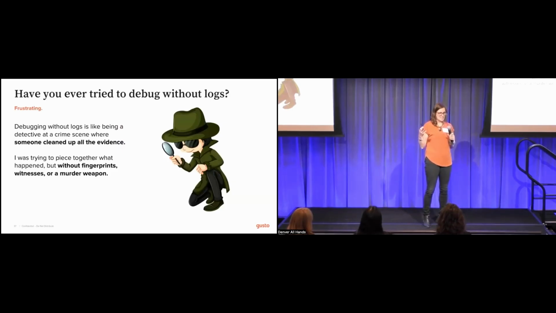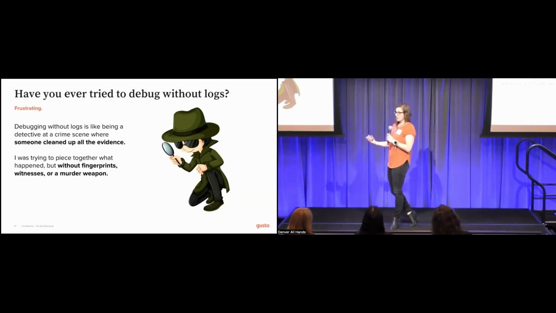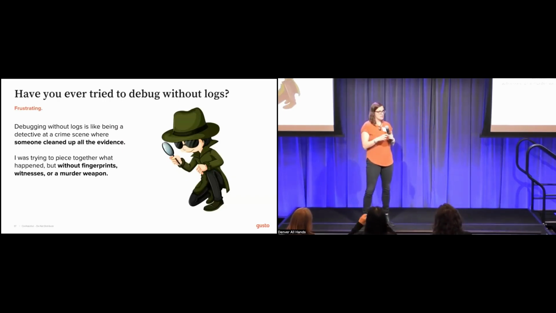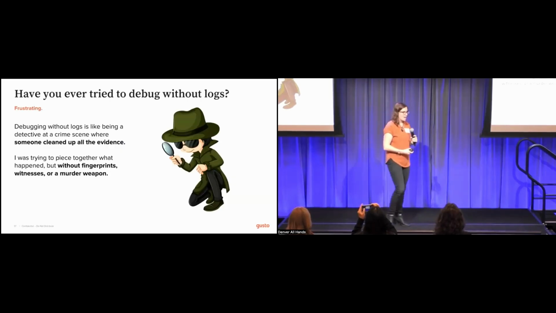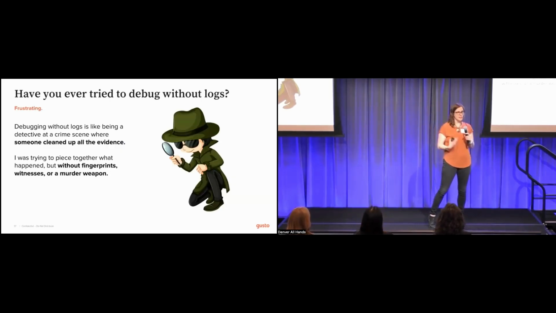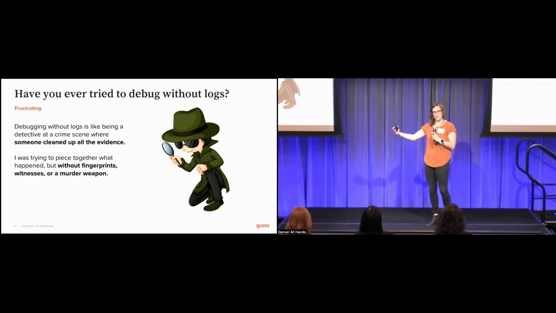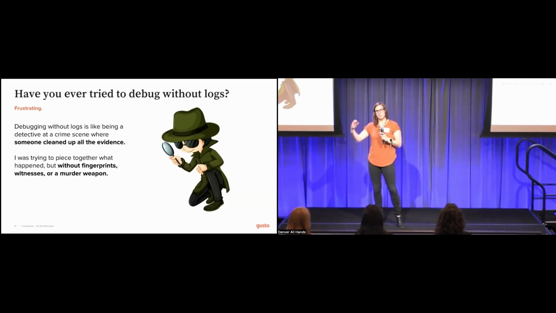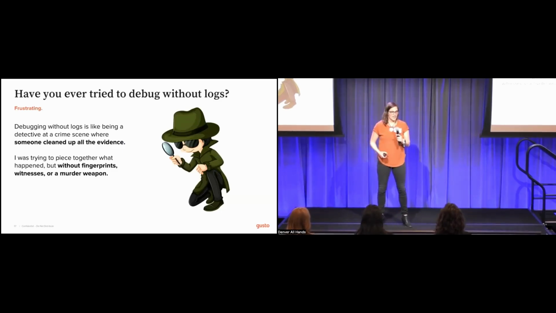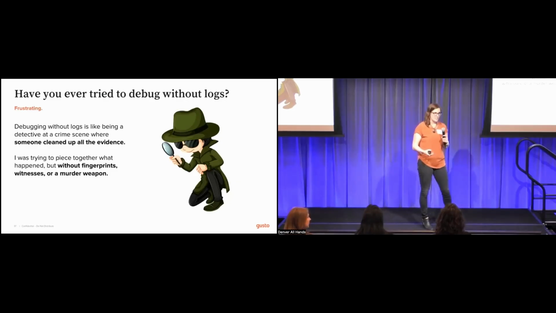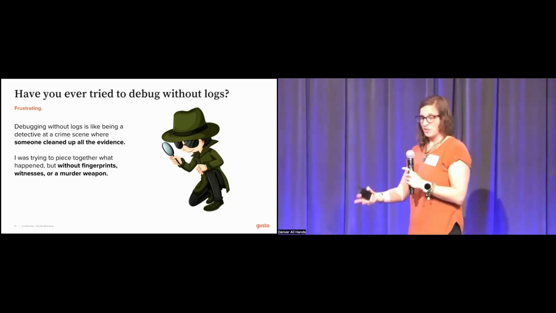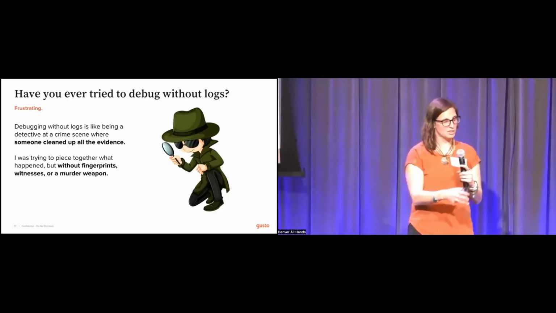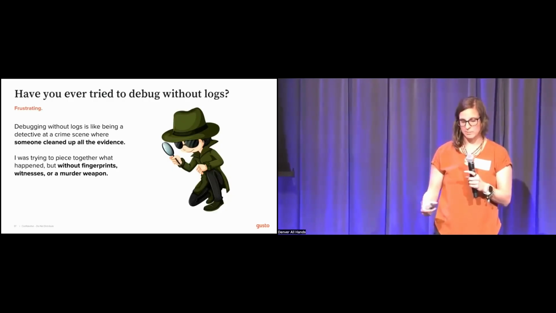Debugging without logs is like being a detective at a crime scene where someone has already cleaned up all the evidence. I was still trying to put together what had happened, but without witnesses or fingerprints or a murder weapon. I was left interviewing unreliable sources like the platform that connects to my API service, reconstructing the scene by looking at our code behavior, and relying on gut instincts and wild guesses. It's not impossible, but it's frustrating, time consuming, and prone to false leads.